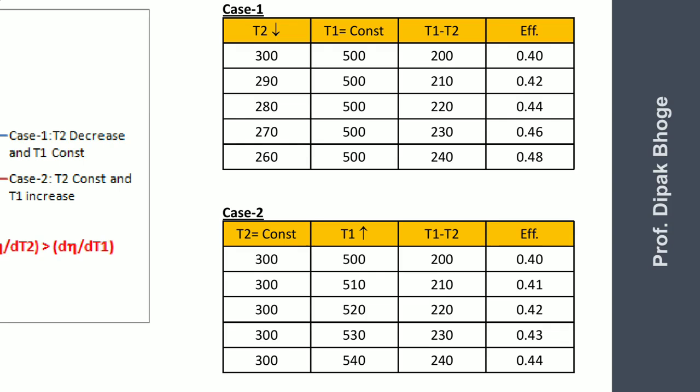Case 2, in which we have kept T2 constant, that is 300 Kelvin, and T1 is increased from 500 Kelvin to 540 Kelvin. In case 2 also there is an improvement in efficiency, from 40% to 44%. And in the second case, the temperature difference is similar to case 1, that is 200, 210, 220, 230 and 240. If you compare both cases, case 1 has more improvement in efficiency for the same temperature difference than case 2. So in case 1 we have reduced the lower temperature. From this table we conclude that by lowering the lower temperature we will have great improvement in efficiency, as compared to increasing the higher temperature.